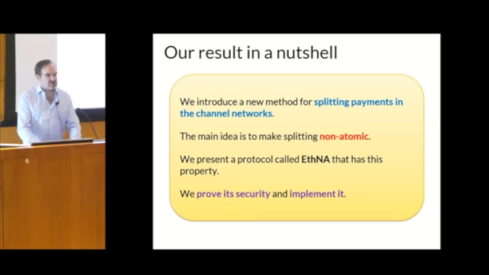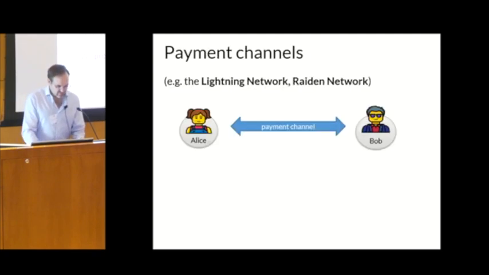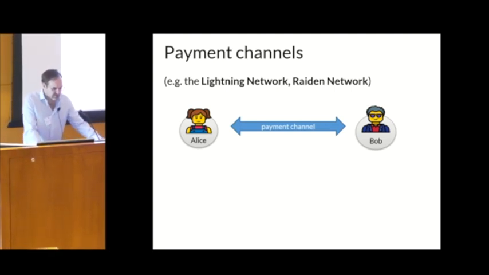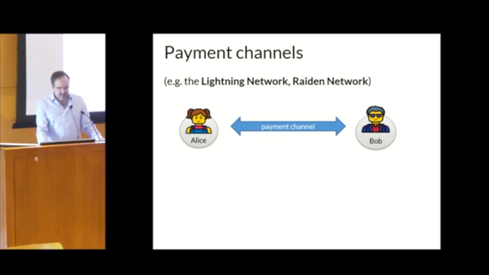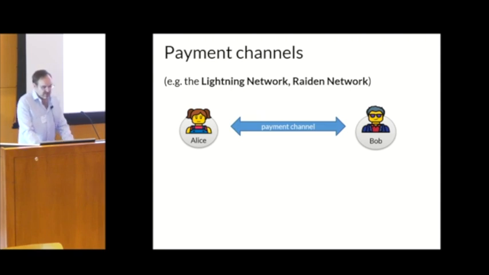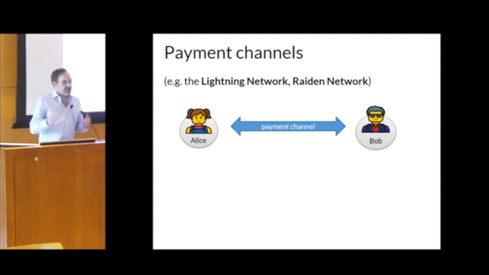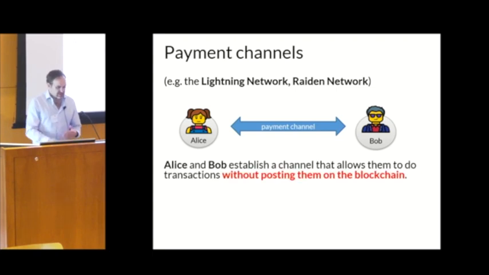So I will give you a short introduction to payment channel networks. I'm assuming that most of you already heard of them, but we'll go quickly through it. The most famous example of a payment channel system is Lightning Network, but there are also others like Raiden Network over Ethereum. The main idea of a payment channel is that if you have two parties like Alice and Bob, and they want to make transactions, they can establish a channel that will allow them to make these transactions without posting them on the blockchain.